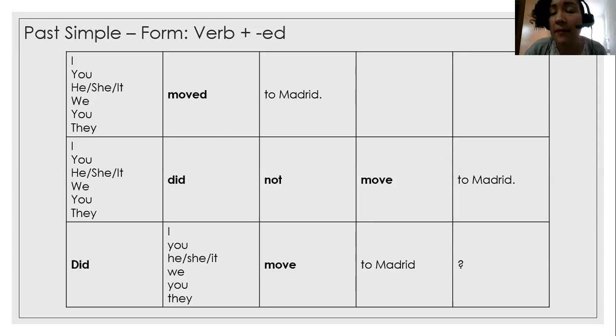In the affirmative, you do not need an auxiliary verb, okay? And the verb does not change according to the person. The verb always stays the same in the affirmative, okay?